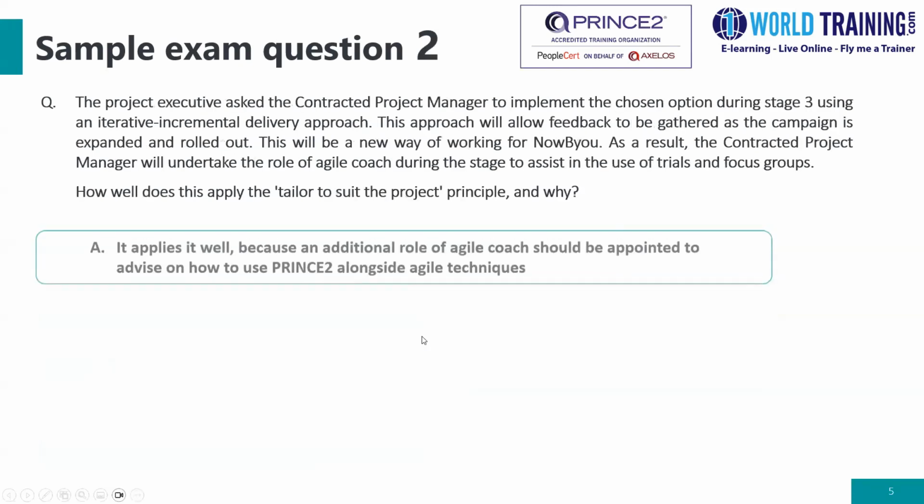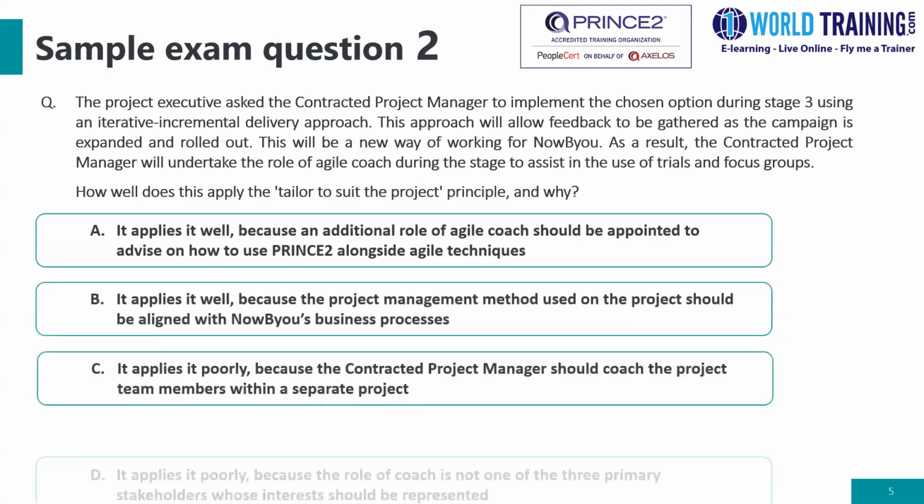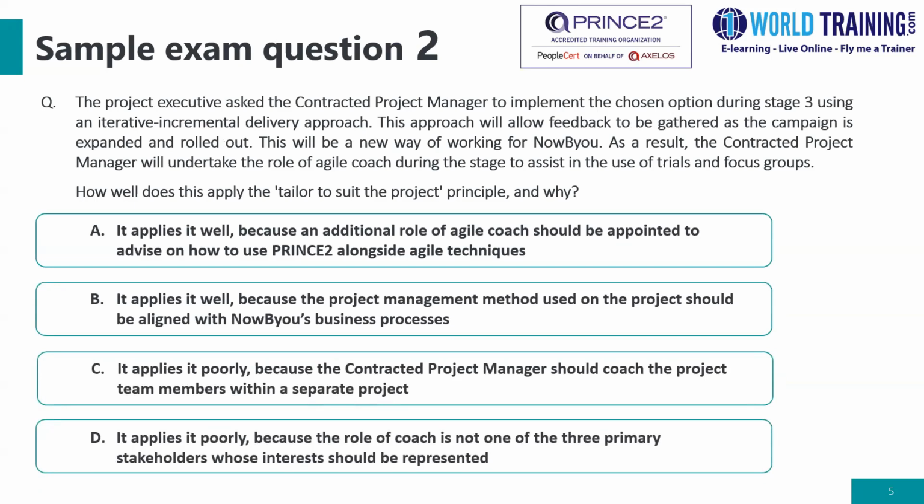Let's move on to question number 2. The executive asks the contractor project manager to implement the chosen option during stage 3 using an iterative incremental delivery approach. This approach will allow feedback to be gathered as the campaign is expanded and rolled out. This will be a new way of working for Now BU. As a result, the contractor project manager will undertake the role of agile coach during the stage to assist in the use of trials and focus groups. How well does it apply the tailor to suit the project principle and why?